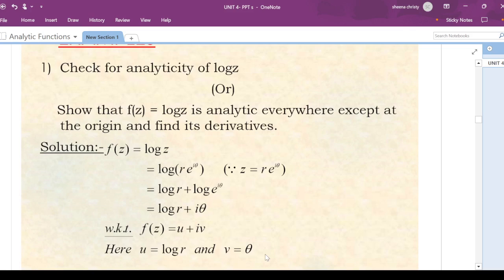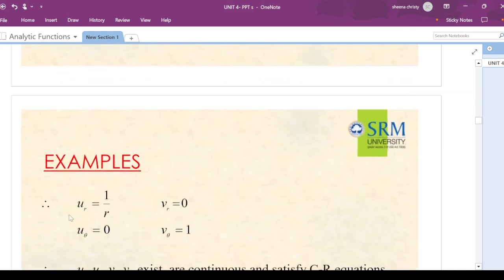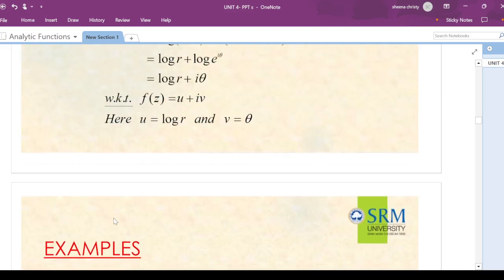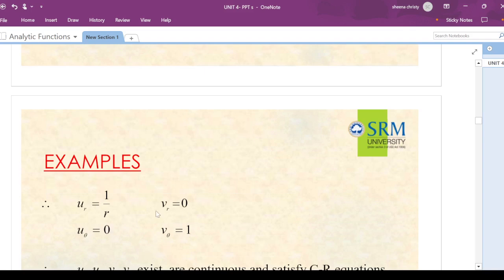Now, you have to find the derivative of u with respect to r and with respect to theta, and the derivative of v with respect to r and with respect to theta. So, the derivative of u with respect to r is 1 by r. The derivative of u with respect to theta is 0, since there is no theta term. The derivative of v with respect to r is 0. The derivative of v with respect to theta is 1. So you have these values.